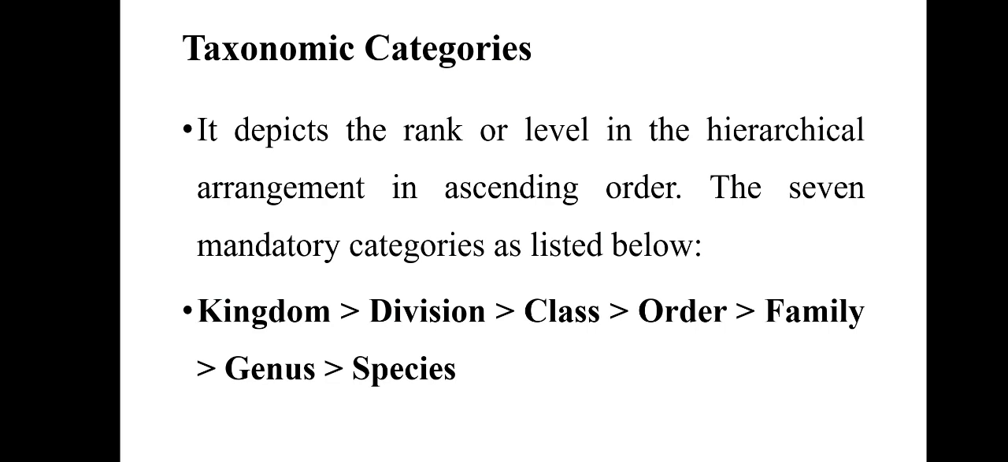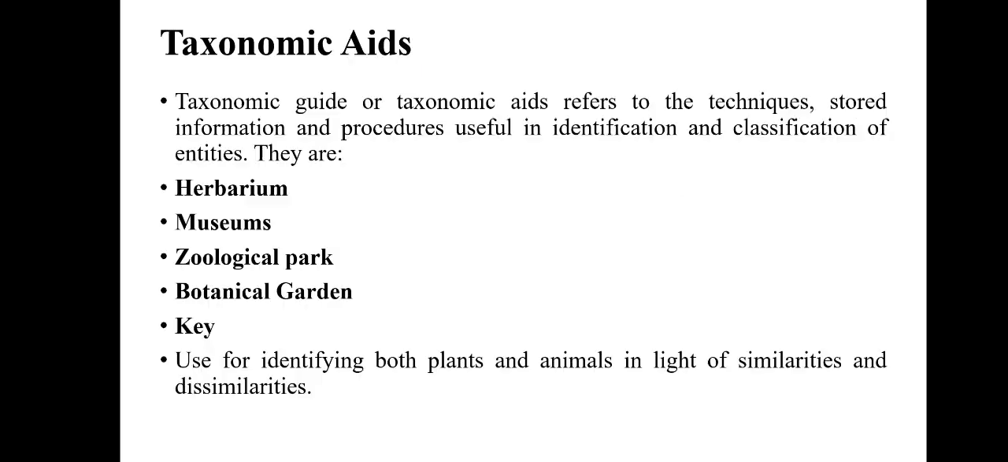Then taxonomic categories. Some species together are called a genus. A genus constitutes many species, then many genera group together to form a family, and many families are placed under an order. Then many orders are placed under a class, many classes are there under a division, then many divisions are there under a kingdom like Plantae or Animalia.